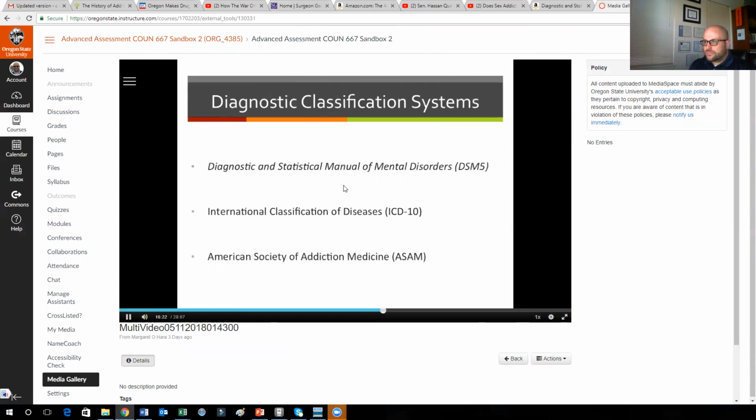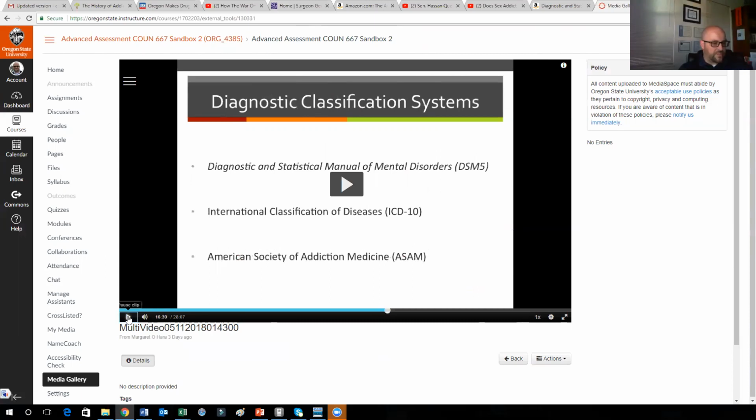In substance abuse, the diagnostic classification systems include the Diagnostic and Statistical Manual of Mental Disorders, the current version being the 5th edition, the International Classification of Diseases in its 10th edition, and the American Society of Addiction Medicine. So Margaret mentions the ASAM text, or the American Society of Addiction Medicine text. Here is the book right here. This is the 3rd edition. It makes a great accompaniment for the DSM-5 for anyone in the field of addiction counseling.